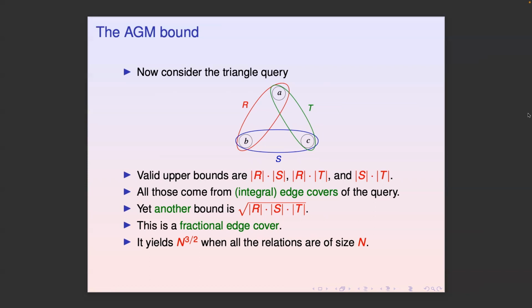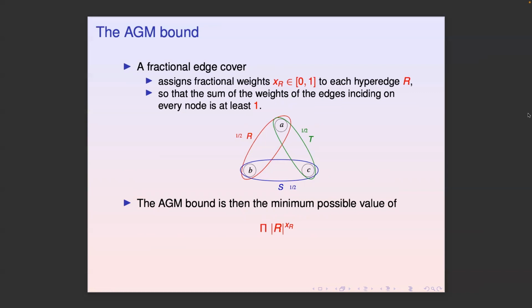So in short, it means that you can put fractional weights to each table, like 1/2 to R, 1/2 to T, and 1/2 to S, so that the sum of the weights of the hyperedges that cover every node adds up to at least one. So if you put 1/2 to each of them, then A, for example, has 1/2 plus 1/2, so it's one, and the same for B and the same for C. So this is a valid fractional edge cover. And this then is an upper bound.